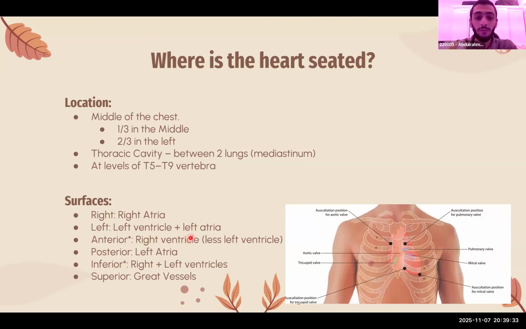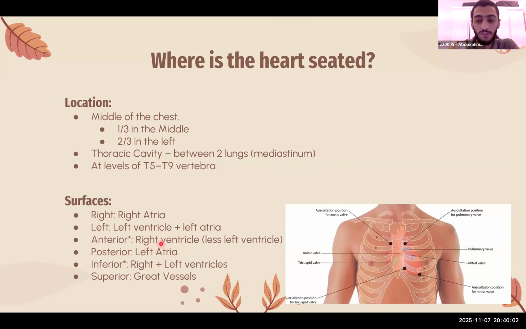The other really important surface that you need to be aware of is the posterior surface. The posterior surface is made by the left atrium. The way I remember it is that you just have to remember one of them. If you remember that the anterior surface is the right ventricle, then the posterior surface is the complete opposite: instead of right, you have left, and instead of a ventricle, you have an atrium. Why these two are the most important, we'll discuss in a second. But mainly, I need you to remember these two.